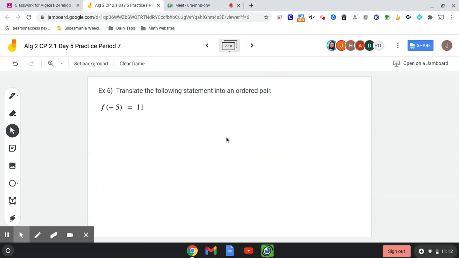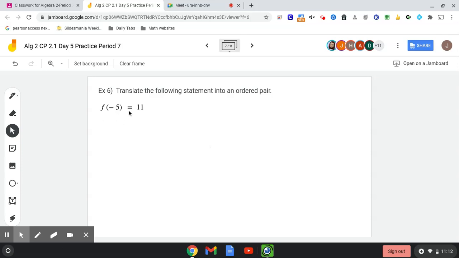All right, look at this one. This is, I hope, meant to be easy, but I can get a lot of students to get this one wrong too. So guys, it says translate the following statement into an ordered pair. So when we work with functions, I told you, you can write your answer like this, or you can write your answer as an ordered pair.